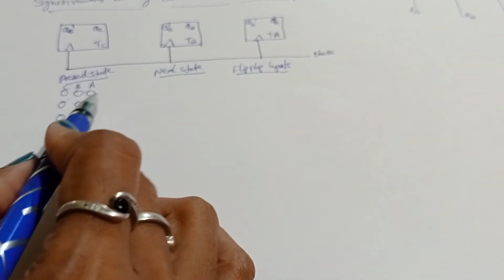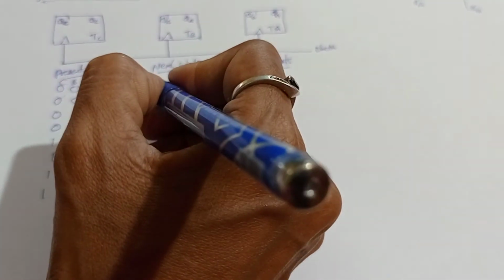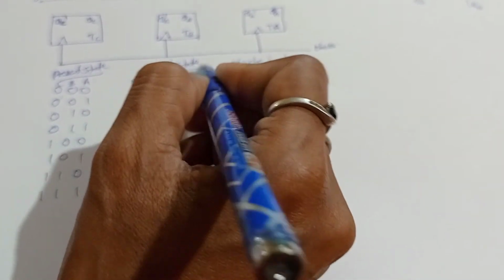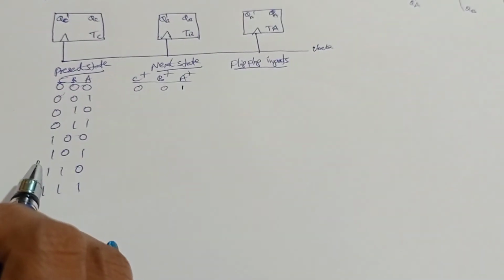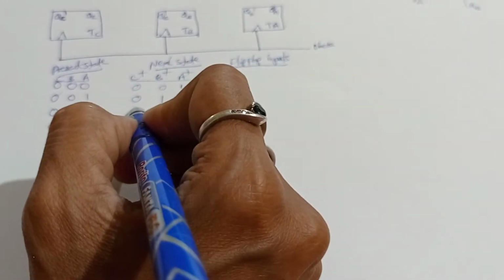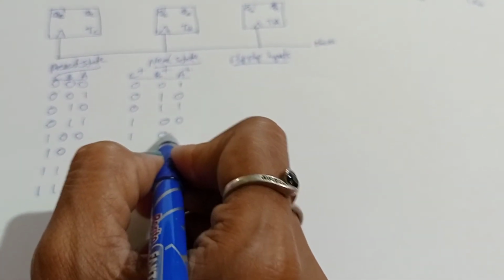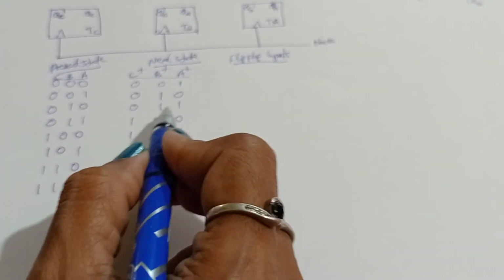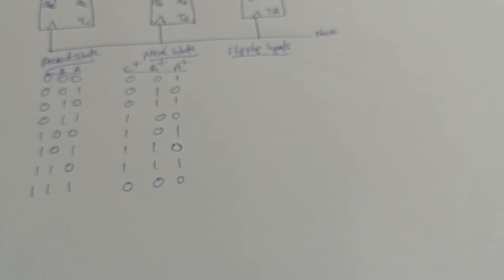Now the next state becomes, that means the first state is initially 000, so the next state becomes 001, that is C plus, B plus, A plus. Next state represents 001, then 010 next state. Next 011, 100, 101, 110, 111. Now back again, it counts 000. This is the next state.